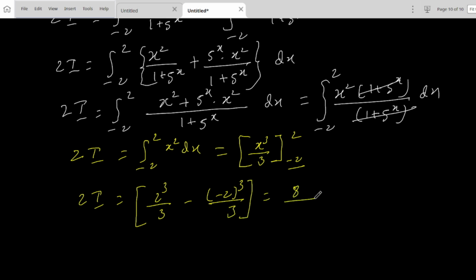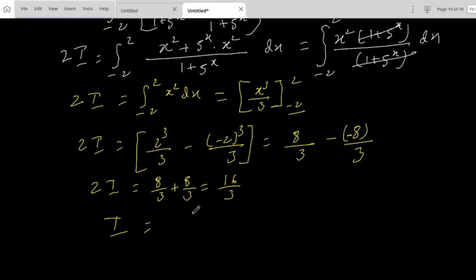Finally we will get 8 by 3 minus minus of 8 by 3. Further, if we simplify, we will get 8 by 3 plus 8 by 3, which is 16 by 3. For the value of I, we get I is equal to 16 by 3 into 1 by 2, or 8 by 3. So the final answer for this expression is 8 by 3.